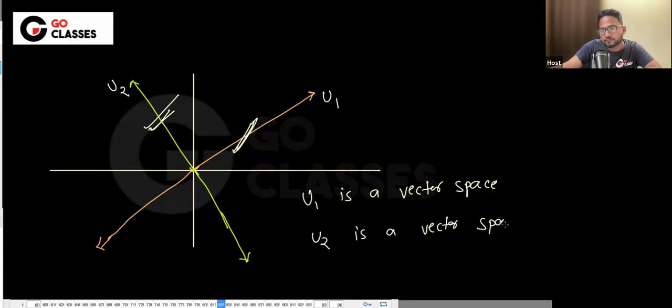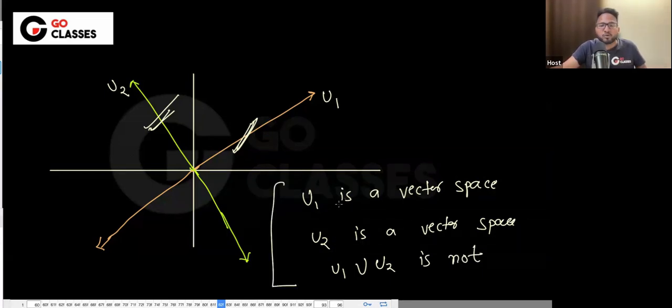Okay. So U1 is a vector space. U2 is a vector space, but U1 union U2 is not a vector space. That's actually one of the very first things you might be seeing. Later on it will become like 2+2 is 4, but initially it is one of the very first non-intuitive things that you might be seeing. So it might be a little tricky, but later on it will be very easy. U1 union U2 is not a vector space. Okay.